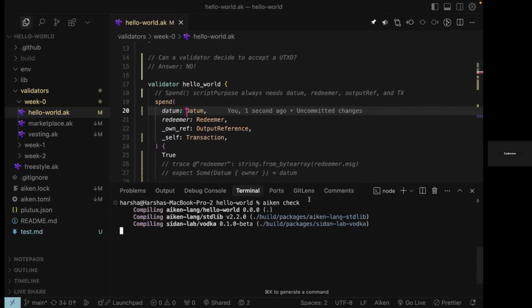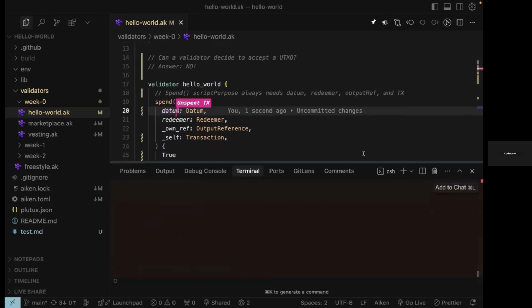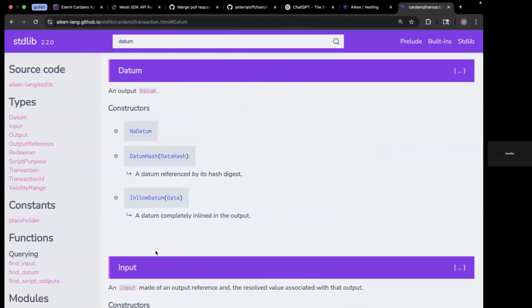What we're trying to figure out is this datum here. What does this need? Is it of type option, or can it be just of type datum? I'm inferring the following type option datum, and this is saying it has to be option. But why is it option? What is the deal with this?